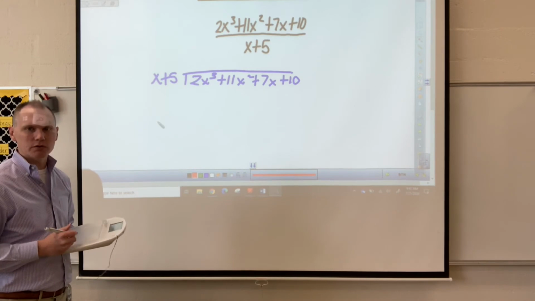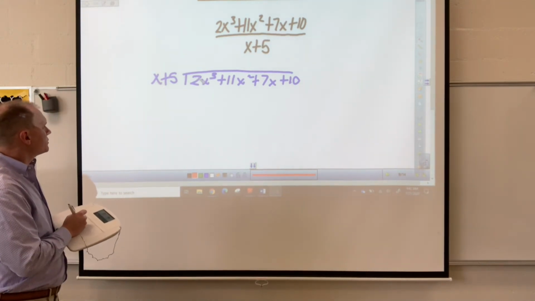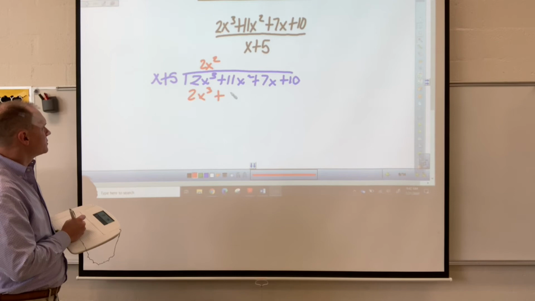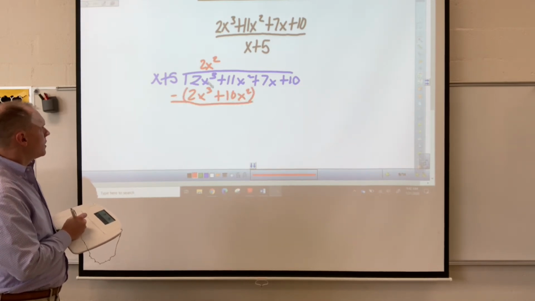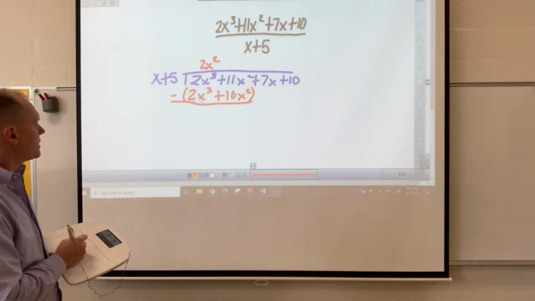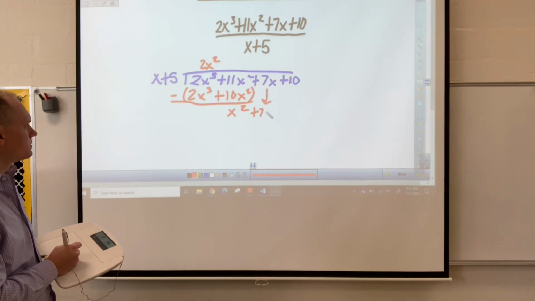Hopefully, you took a second to do that. X times 2x squared is 2x cubed. 2x squared times 5 is 10x squared. Don't forget to subtract. The first two terms are reduced to 0. 11x squared minus 10x squared is just 1x squared. Bring down the next term.